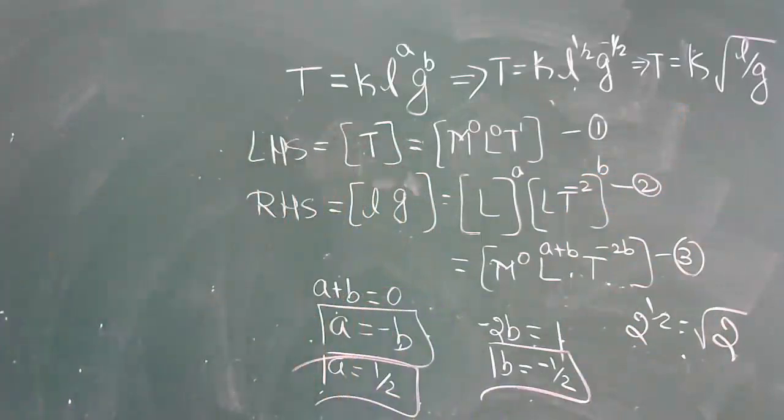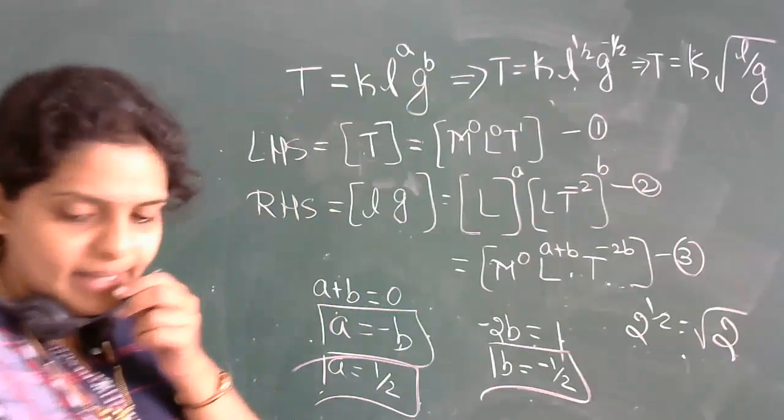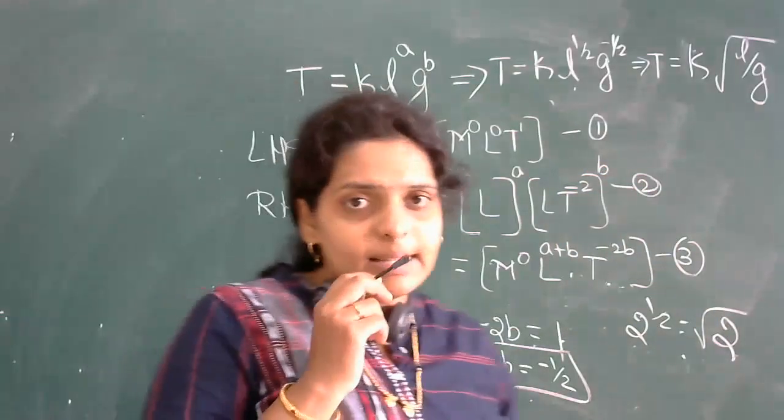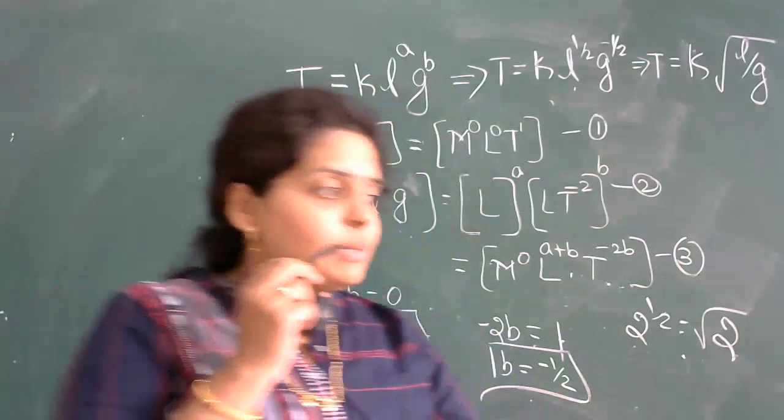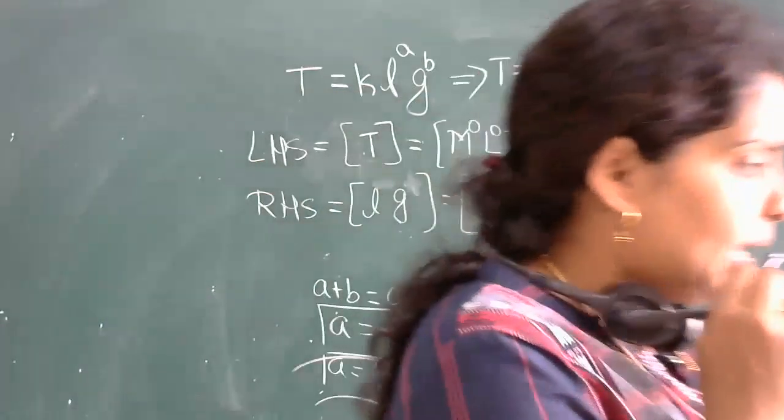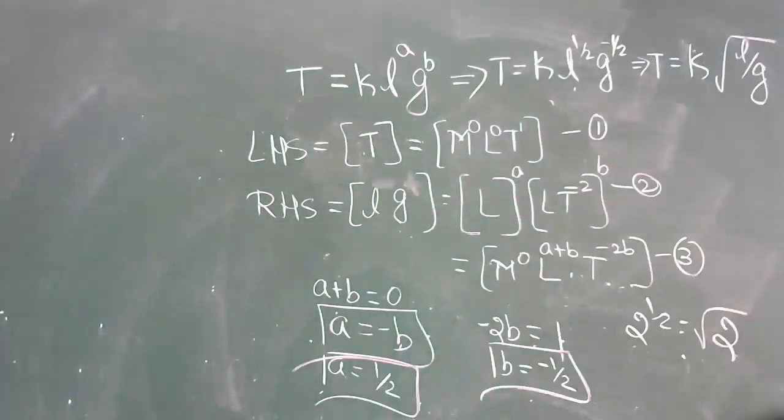Is it clear, students? See, once again I'll explain the question. What they will ask you: the time period of a simple pendulum depends on length and acceleration due to gravity. Prove the relation by using the dimension analysis method. This is the question you will get in your question paper.